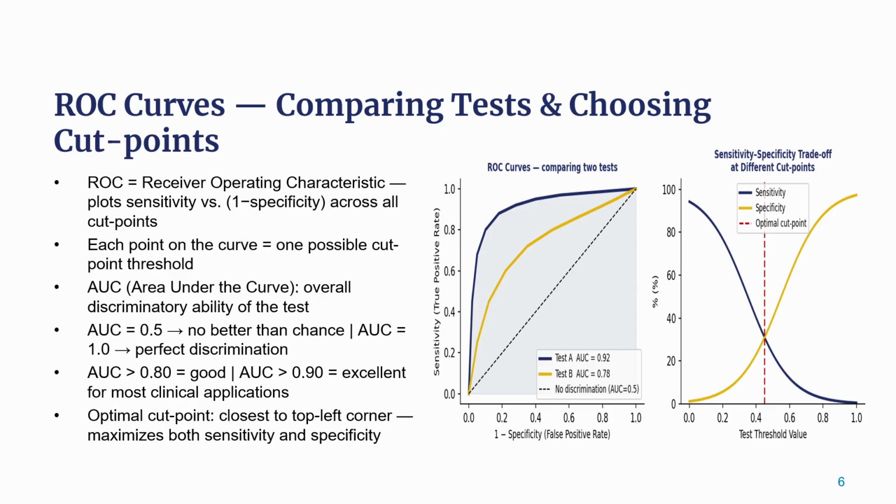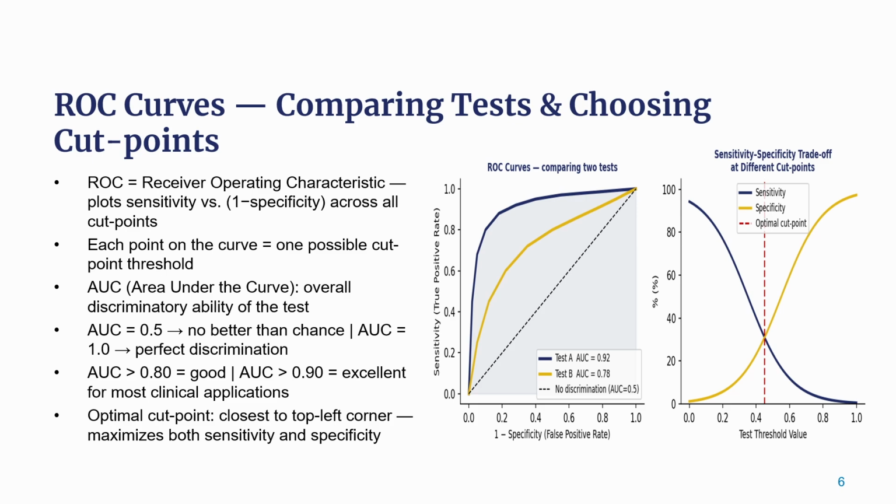An AUC of 0.92 means that if you randomly picked one diseased and one healthy animal, the test would correctly rank the diseased animal higher 92% of the time. When choosing a cut point, the optimal point is geometrically the one closest to the top left corner, but in practice, you may deliberately shift it.